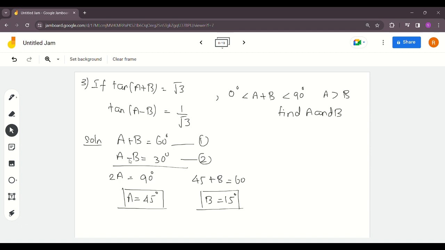You get 2A is 90, A is 45. Substitute it in any one of the equations. So 45 plus B is 60. So B is equal to 15 degree. See here it satisfies this condition also. After that you can check.